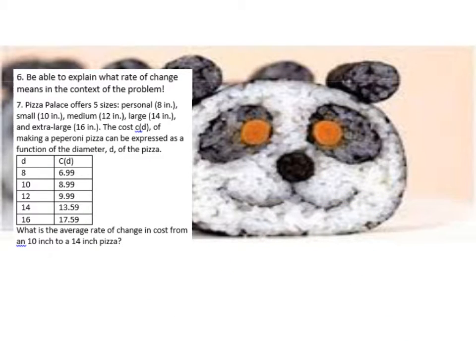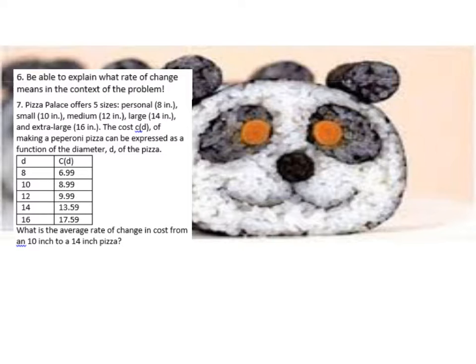Alright, I kind of lumped a couple questions together here. So we have to be able to explain what a rate of change means in the context of the problem. And so some people are like, what do I write there? Well, let's look at number 7. Pizza Palace offers 5 sizes: 8-inch, 10-inch, 12-inch, 14-inch, and 16-inch. The cost of making a pepperoni pizza can be expressed as a function of the diameter of the pizza. Sorry, I kind of got cut off there. Might sound a little weird. Just follow along with me here.